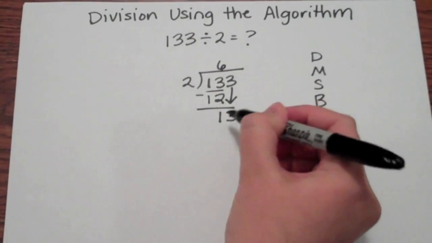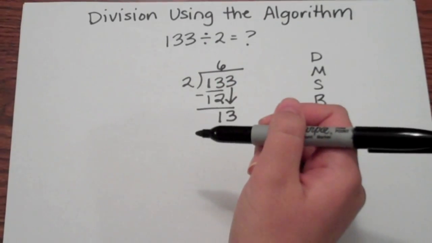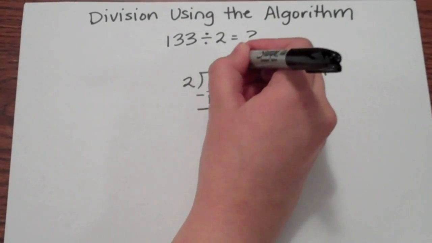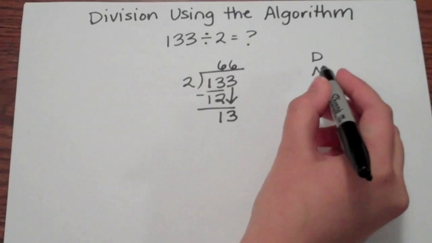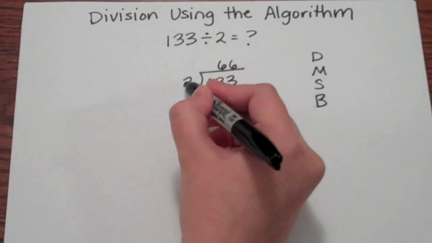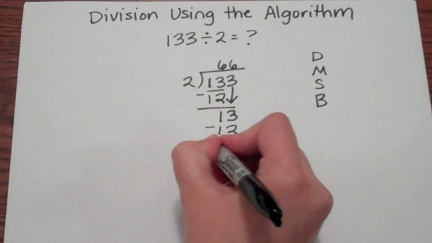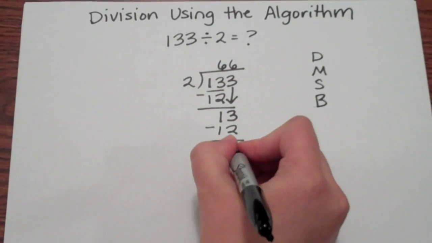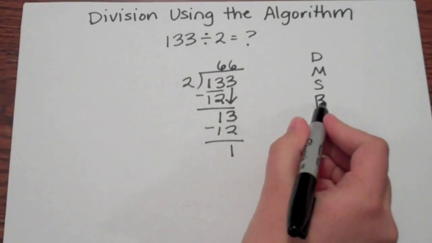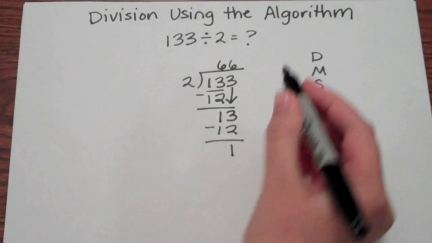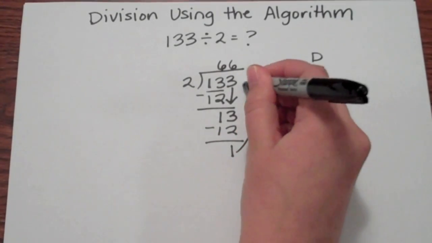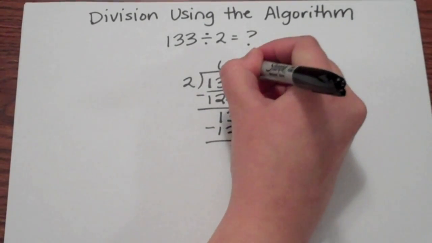First, I divide. 13 divided by 2. I know from before that that is 6. Next, I multiply. 6 times 2 is 12. After that, I subtract. 13 minus 12 is 1. And I don't have anything left to bring down, so I must bring up this 1 as the remainder.